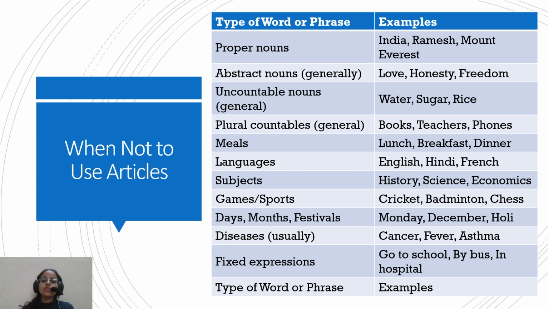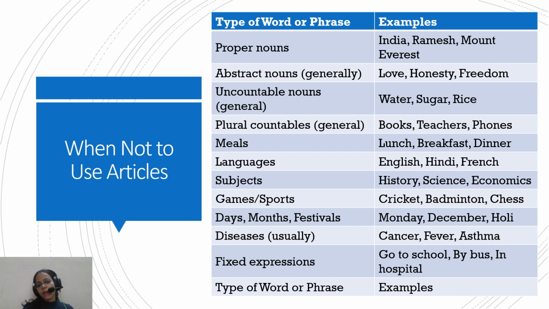When you're talking about proper nouns, you do not use articles. So you do not use an article before proper nouns like India, Ramesh, Mount Everest. You don't say a Ramesh is coming, the Ramesh is coming. We have put Mount Everest in this category because Mount Everest is not a mountain range. It's a specific peak that is named Mount Everest. Had it been a range like the Andes, the Rockies, then we could use the definite article. But Mount Everest is just a peak, so we don't use any article before it.